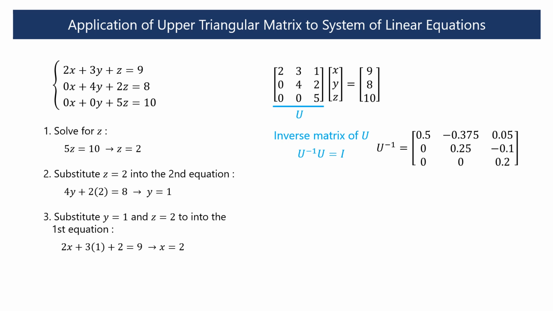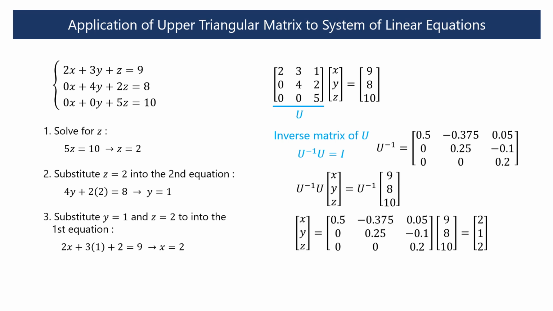Here, we can find the inverse matrix of matrix U. Inverse matrix is a matrix that, when multiplied with its original matrix, results in the identity matrix. So, by multiplying both sides of the equation from the left by the inverse of U, we can easily find a solution to the equation.